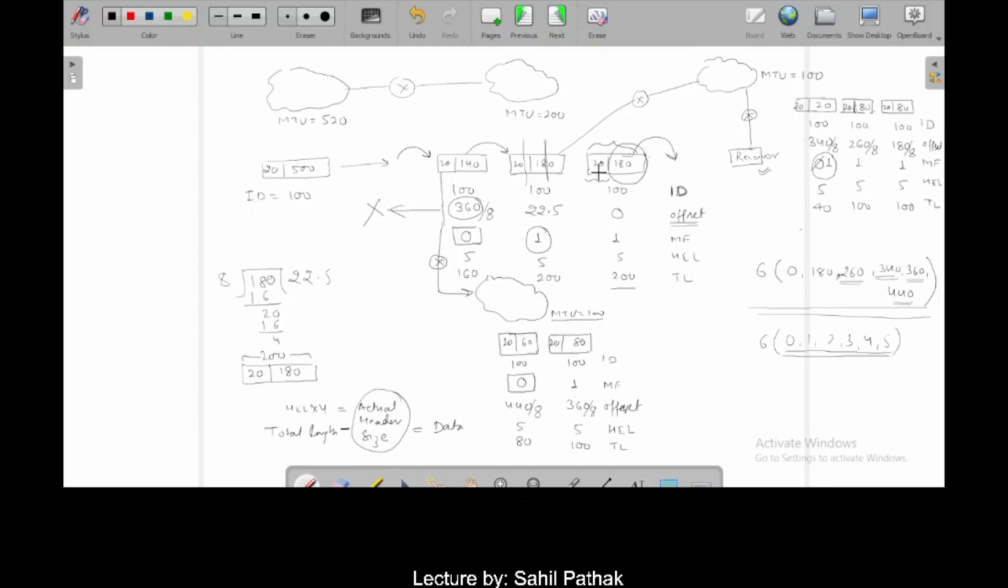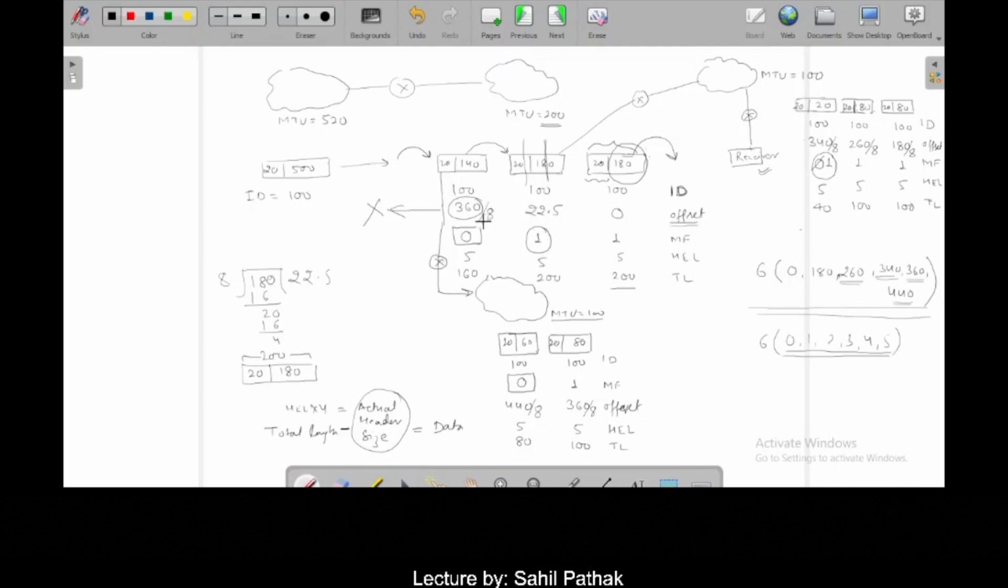We cannot add more bytes to it because the MTU size is maximum over here, that is 180 plus 20, equal to 200. So we cannot add more bytes to this fragment, but if we cannot add, we can subtract. The offset value should come out divisible by 8, fully divisible by 8.